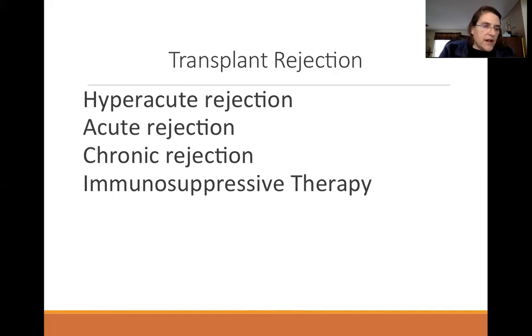There is one other type, that's the graft versus host disease, and that's where the actual transplanted organ tends to reject the body that it's placed in. That doesn't happen often, but it does happen. So that is the end of this chapter, chapter 13, and we'll get set up for the next chapter.